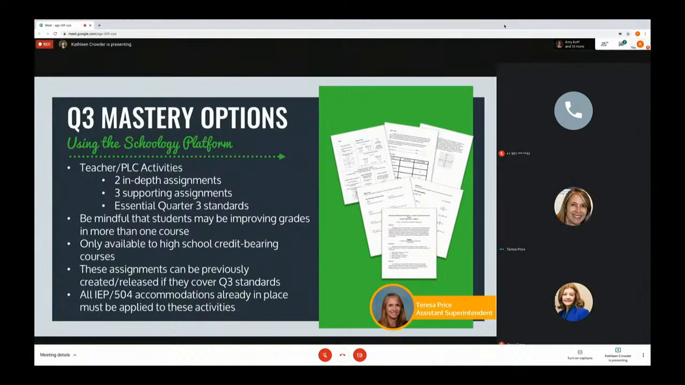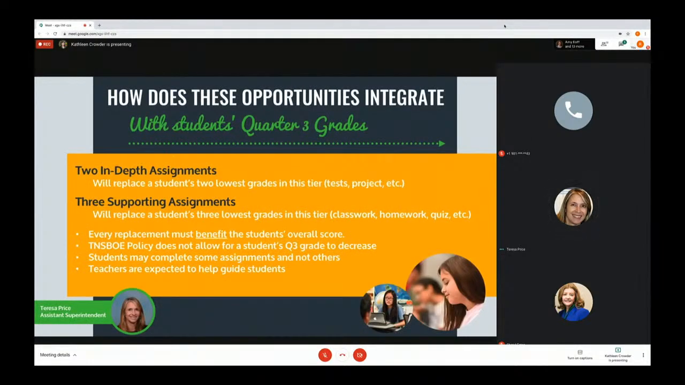So again, we have those two in-depth assignments, and they'll replace those two lowest grades. And then the three other assignments will be a lower tier of work, such as classwork, homework, quizzes, et cetera. The replacements must benefit the student's overall score. The student cannot have, as Mr. Manuel mentioned before, a grade lower than they had on March 20th.